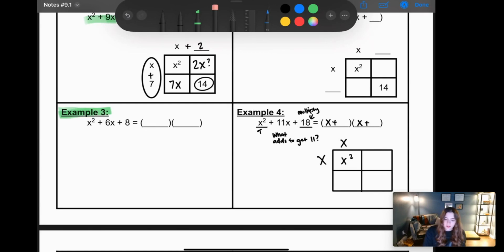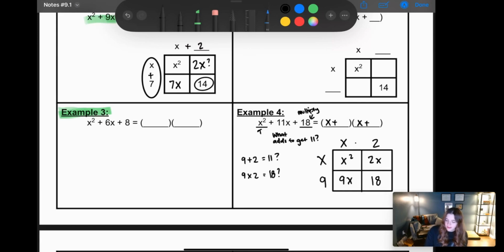So let's keep thinking. What if we did, hopefully some of you are already kind of thinking about it, what if we try 2 and 9? So is 9 plus 2 11? Yep, it is. So that works, right? 2 times x is 2x. 9 times x is 9x. 9x and 2x give us 11x. And then if I multiply, I do 9 times 2. Does it give me 18? It does. So that works out perfectly.